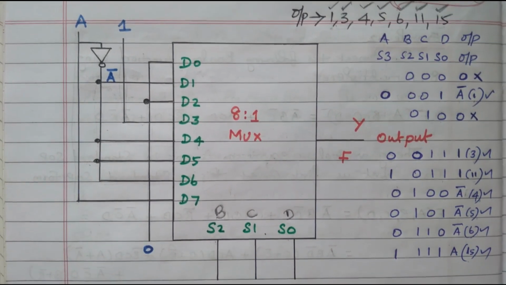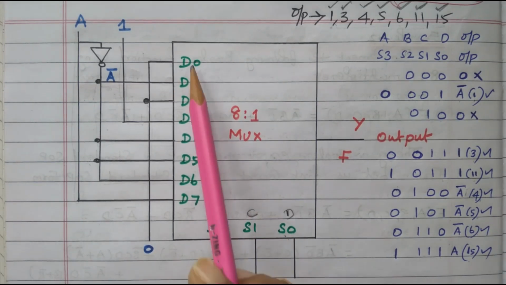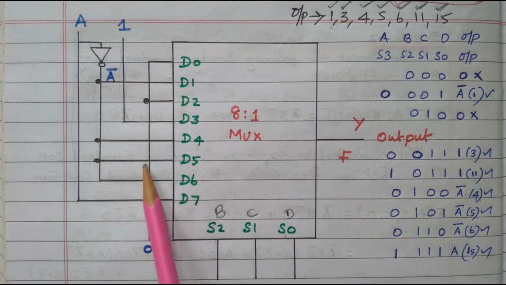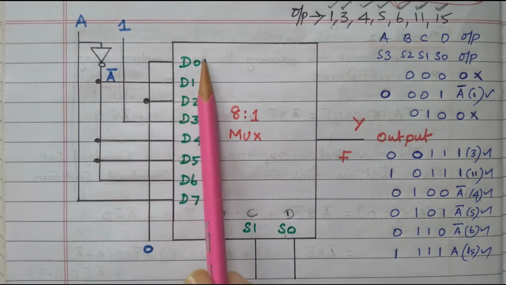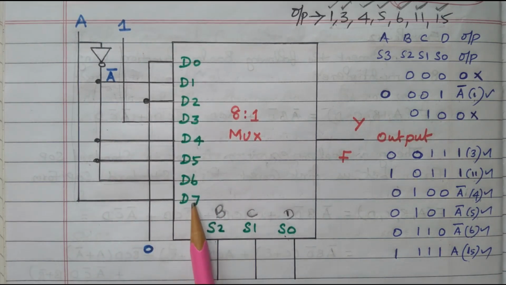So this is fully based on when the selection line is 0 0, D0 will be available. 0 0 1, D1 will be available. So that is analyzed. We verified that it is producing the required Boolean function. Similarly, we need to decide what is the input to this multiplexer, D0 to D7. That is based on the implementation table.